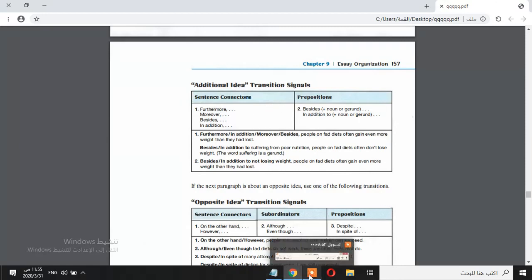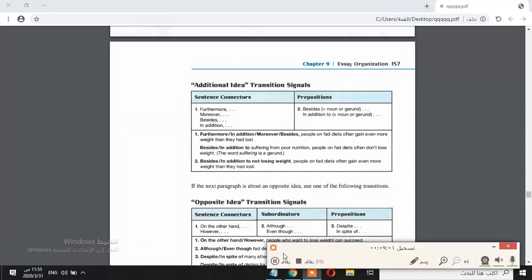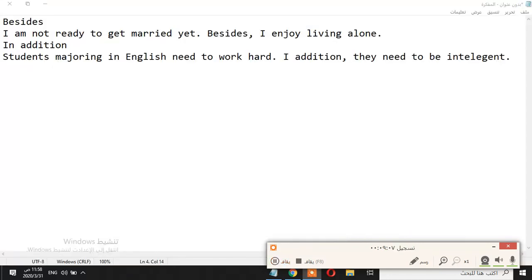We have other examples, using besides and in addition. Let me show you, through examples, how they can be used. Here are a couple more examples using besides and in addition as sentence connectors. The first one: I am not ready to get married yet. Full stop. Besides, comma, I enjoy living alone. Once again, I stress that after besides, there is a full sentence.